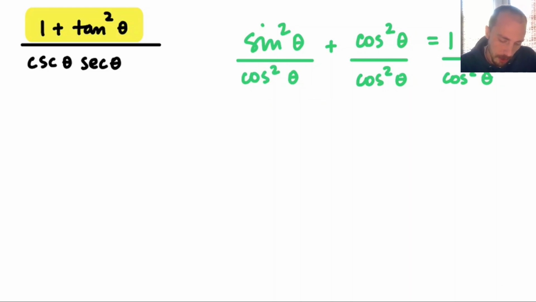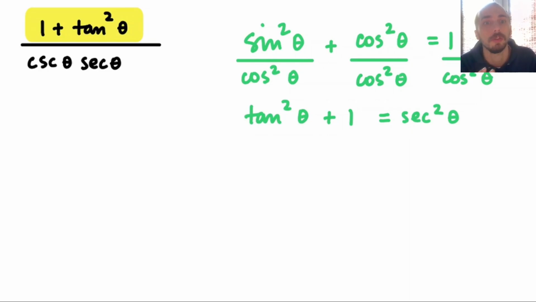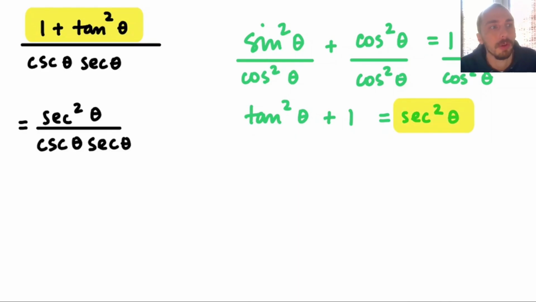Okay, from there, I've got sine squared theta over cosine squared theta. That's my tangent squared theta. Plus 1 equals secant squared theta. I'm trying to substitute on this 1 plus tangent squared theta, and I've got a formula for it right there in green. That's secant squared theta, so I'm going to make that substitution. I'm going to say that this equals secant squared theta divided by cosecant theta times secant theta.